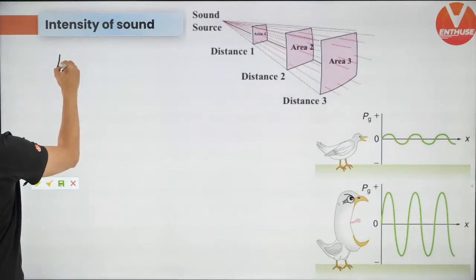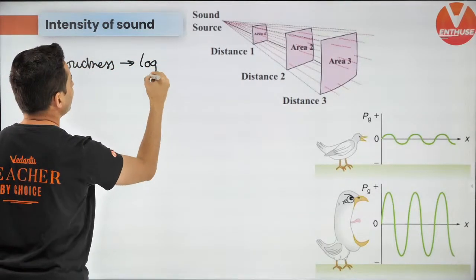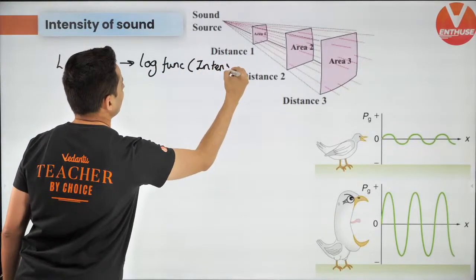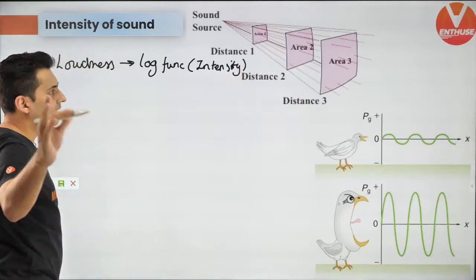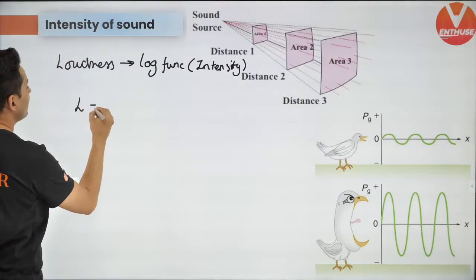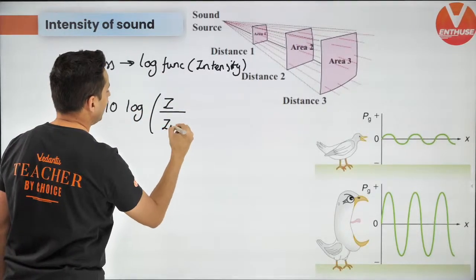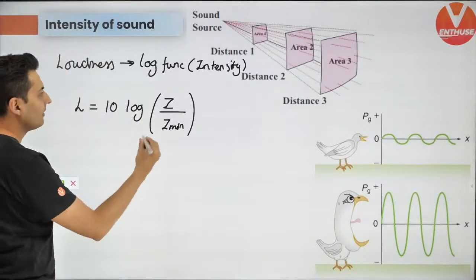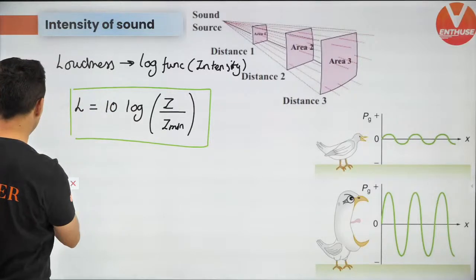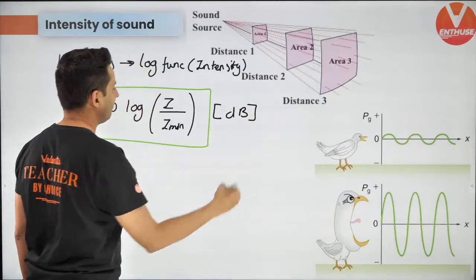Now, loudness. Loudness is a logarithmic function of intensity. Keep this in mind. It's a logarithmic function of intensity, how loud the sound is, and loudness is given by 10 log I divided by I minimum. And the unit of this, very, very important, is decibel. Yes, the unit is decibels. Keep this in mind. dB. You might have heard this.